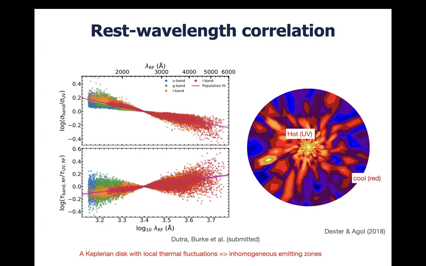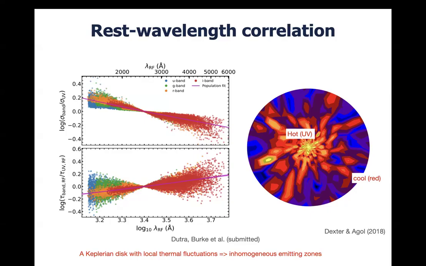So I don't have too much time, but this is the rest-frame wavelength correlation of our sample. And I think there are different ways you might interpret this, but we see the famous anti-correlation between the variability amplitude in a given band and luminosity, or in this case, the rest-frame wavelength of the disk. And one way I like to interpret this is with a toy model from Dexter and Agol, 2018, where you have a Keplerian disk with local thermal fluctuations from intrinsic variability in the disk, and it's rotating in Keplerian fashion.